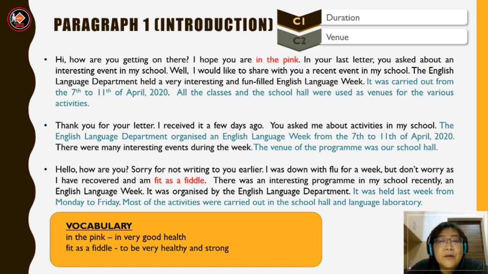Let's move on. We are doing paragraph 1, which is the introduction. For the introduction, you must have C1, which is the duration, and C2, which is the venue. There are 3 examples here. Let's look at the first one. Hi, how are you getting on there? I hope you are in the pink. In your last letter, you asked about an interesting event in my school. Well, I would like to share with you a recent event in my school. The English Language Department held a very interesting and fun-filled English Language Week. It was carried out from the 7th to the 11th of April 2020. All the classes and the school hall were used as venues for the various activities.